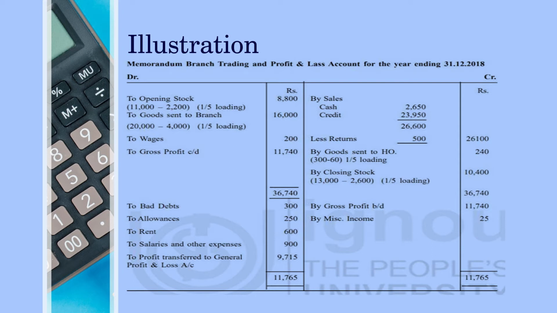Then by closing stock. So by closing stock, it must be given, I think, 13,000. Kindly check it. Yes, closing stock amount is given 13,000. So loading amount is included in this. So loading amount is 1/5. So 1/5 of 13,000 is 2,600. So if we subtract 2,600 from 13,000, it will come to 10,400.